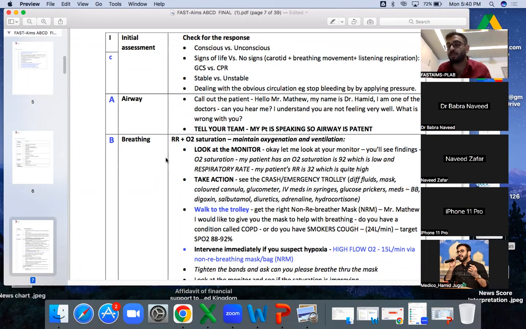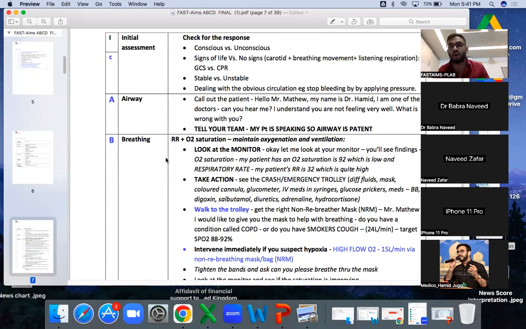For example, which action could be taken? Say oxygen saturation is low. You will ask the patient a question regarding COPD: do you have a smoker's cough or a condition called COPD? If the patient is not talking, you don't have any option; you have to give the oxygen. If he's talking, you ask that one question only, and then give the oxygen. You go to the trolley, bring the non-rebreather mask if the oxygen saturation is low, and put it on the face of the patient. Then the oxygen saturation will increase.